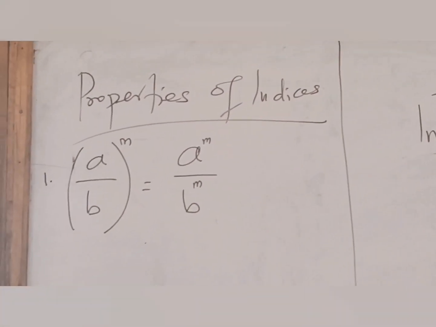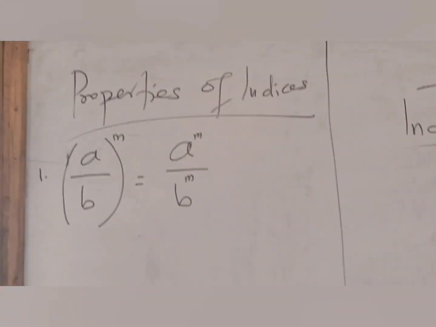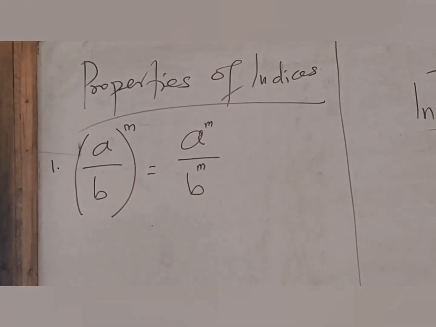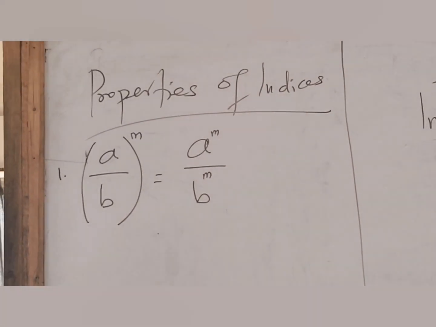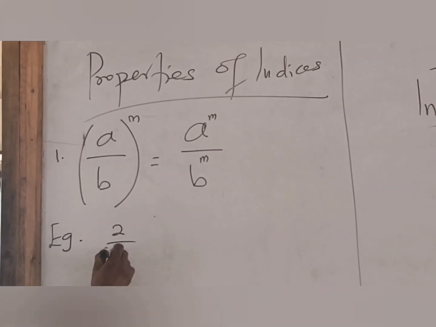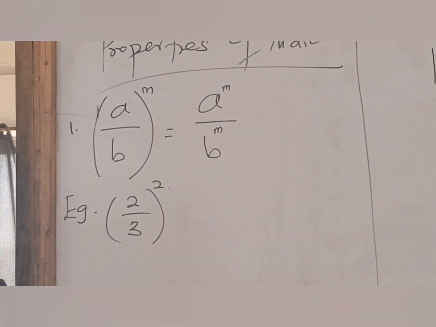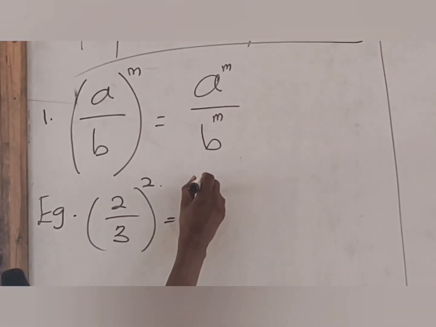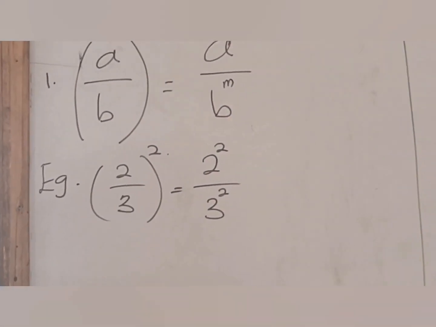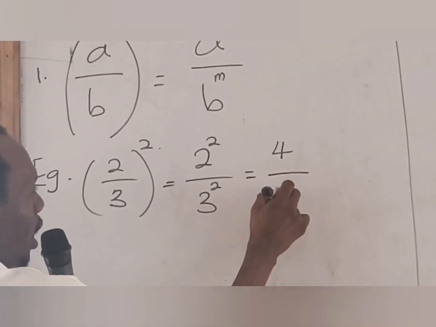Are you all here? Can you see what I've just written? A over B all to the power n. So pick A. For example, if I have 2 over 3 all to the power 2, this is what we are saying: write the top to the power, write the bottom to the power. Can you all see? Yes. 2 square is what? 4. 3 square.